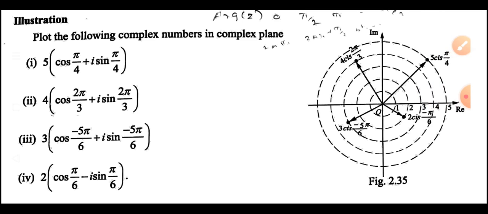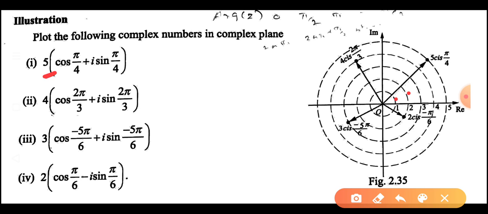Okay. Next illustration. Plot the following complex numbers in the complex plane. First one, 5 into cos pi by 4 plus i sin pi by 4. Cos pi by 4, how many degrees? Yes, very good, 45 degrees. So cos 45 plus i sin 45. But this is 5 into cos 45 degrees plus i sin 45 degrees. So how many rotations are here? We make 5 rotations. So this is the first circle, second circle, third circle, fourth circle, fifth rotation.